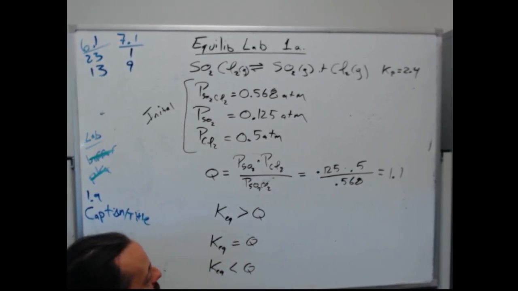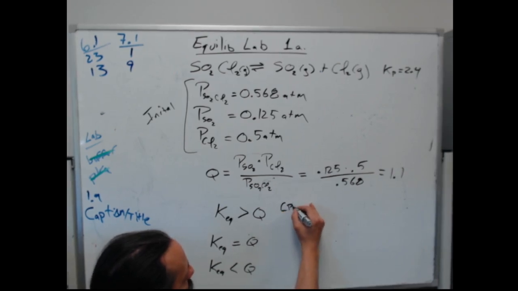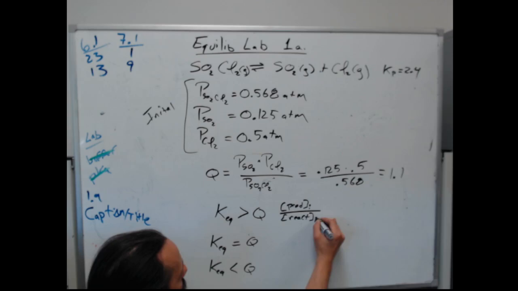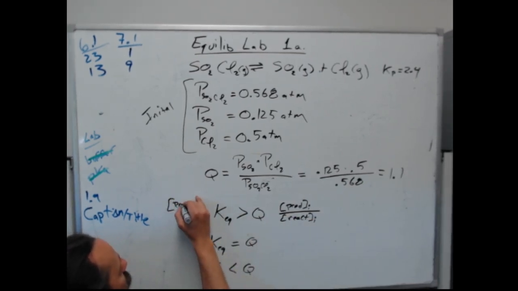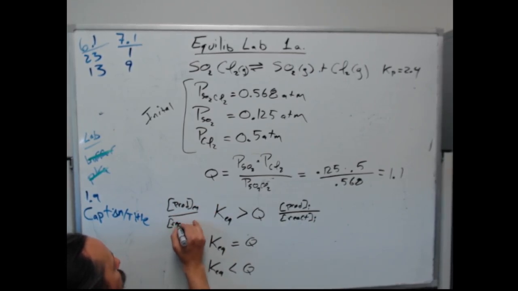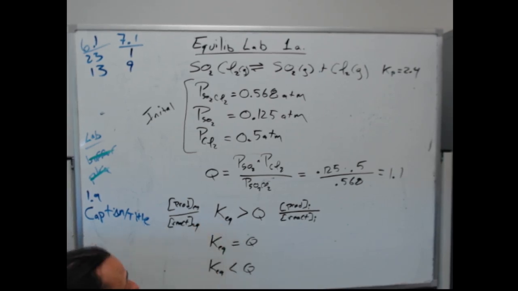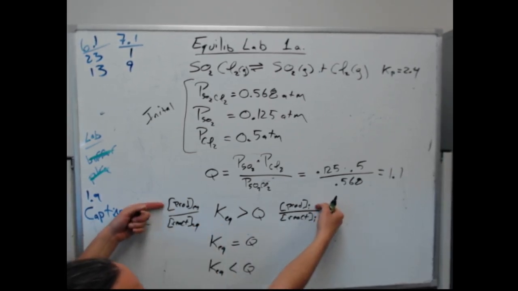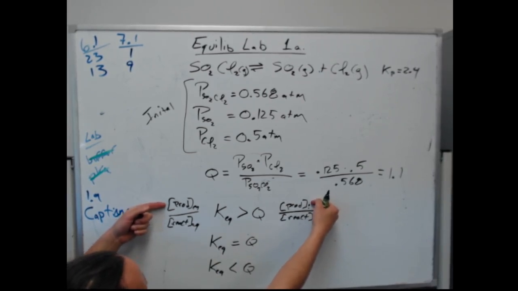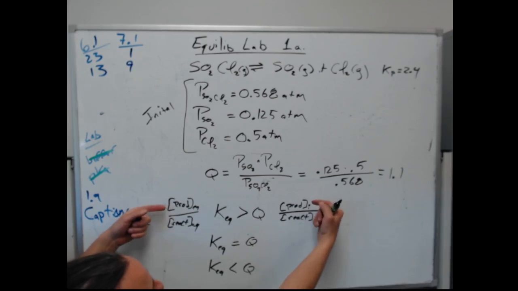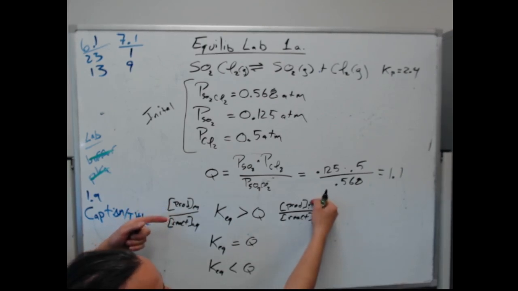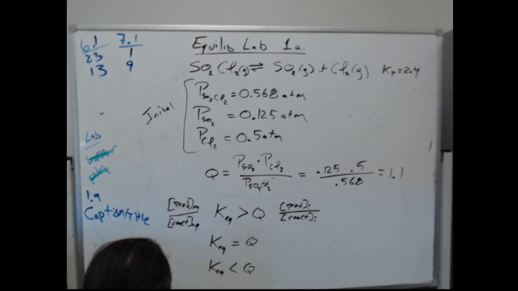Right, so the first way we can think about it is in terms of products over reactants. I'll call it products initial over reactants initial versus products at equilibrium over reactants at equilibrium. And because I'm terrible at fractions, I usually just think about the top, the numerator, and I say, look, in this situation, I don't have enough products because my products number is smaller. So I must need more products.